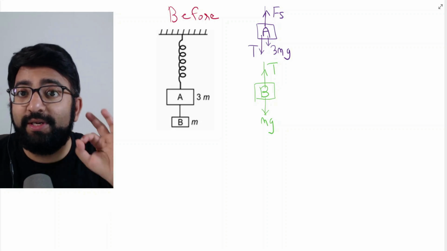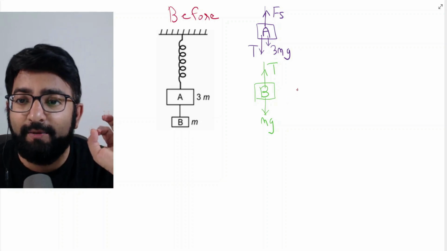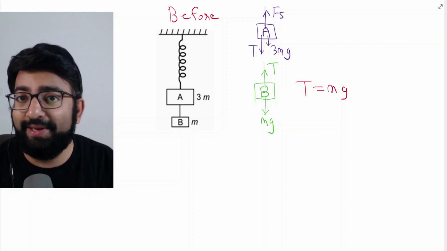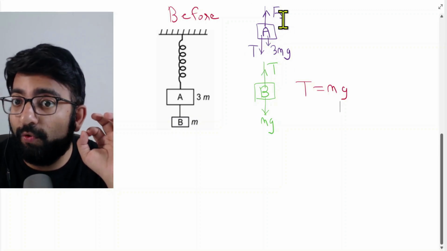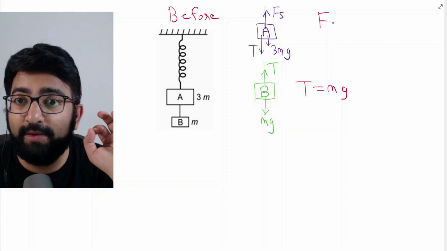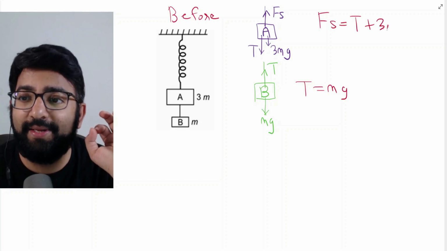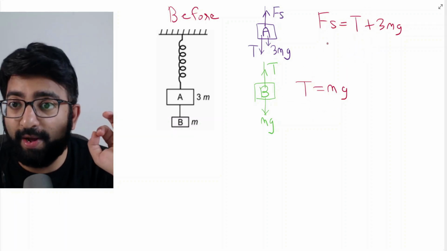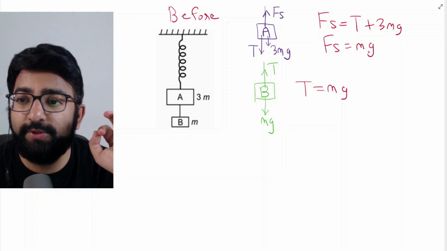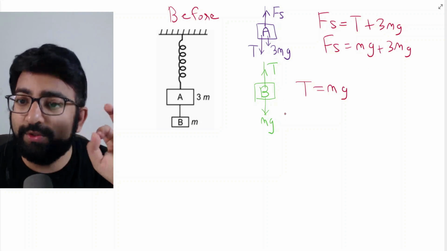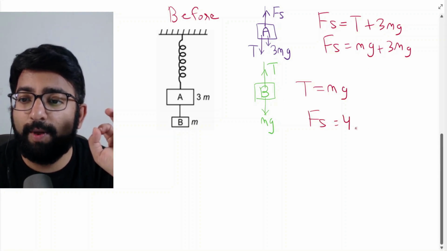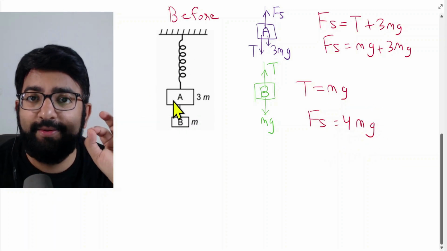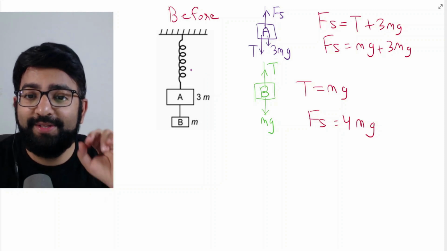Now all we need to do is just balance the forces. So for object B, we will write the value of T will be equal to mg, since the upward and downward forces need to cancel each other out. Similarly, for A, the upward force is Fs, which is the spring force, and the total downward force will be T plus 3 mg. Now, since the value of T is mg, we will put mg over here. So the value of the spring force will come out as mg plus 3 mg. So eventually, let us write the spring force will come out as 4 mg. So this is the magnitude of the spring force which is acting on A. All right, so this was the analysis before the string is cut.